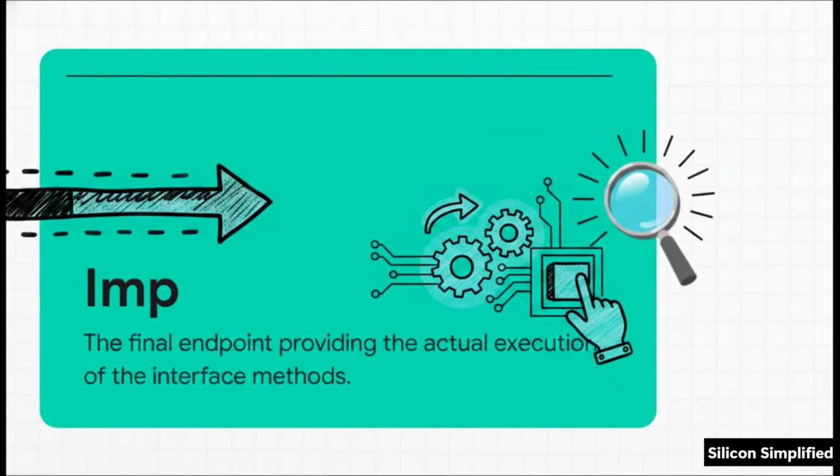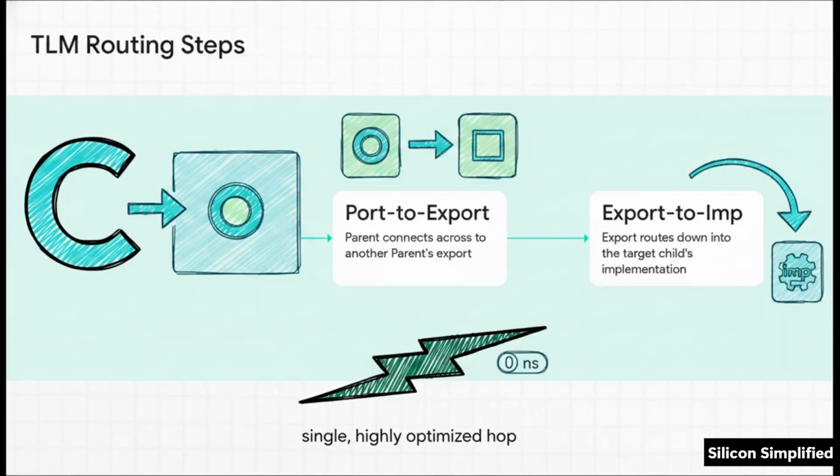And finally, we reach the IMP, which is short for Implementation Port. The IMP is the final desk at the very end of the line. This is where the actual work is physically executed by the target component. If a port initiates a put task, the IMP is the final destination that receives that data and actually does something with it.